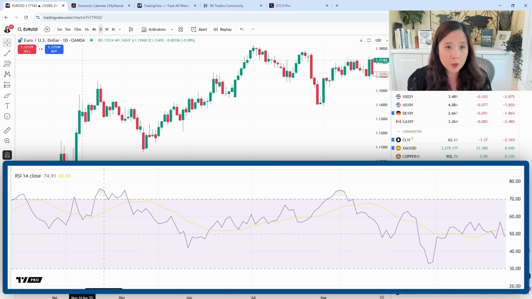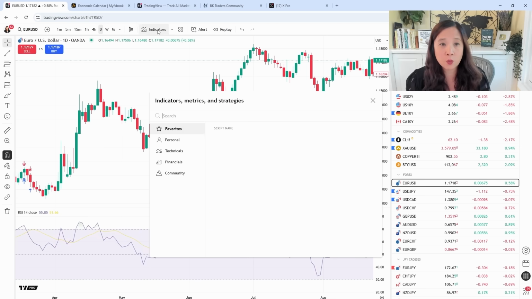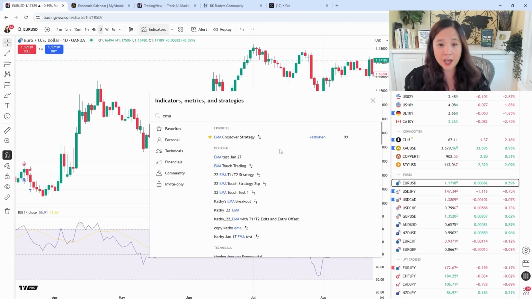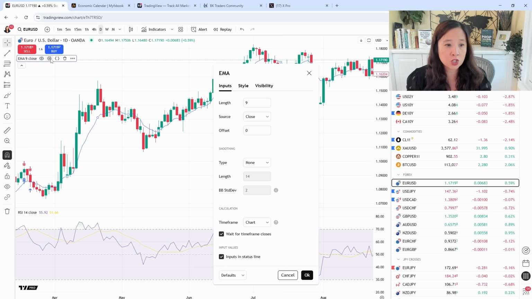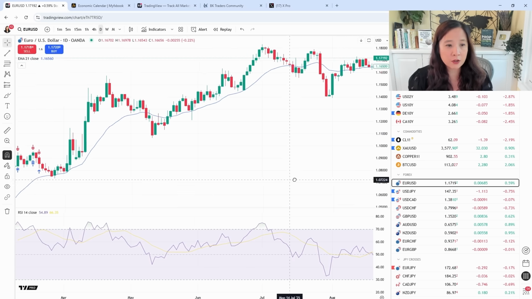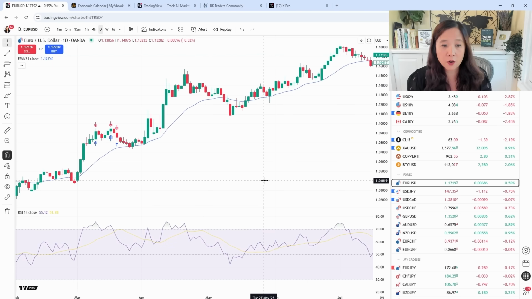So before we get to that, I'm going to add in the 21 EMA, which is what we use as our target, the exponential moving average. I typed in EMA, click on exponential moving average. I'm going to change this to 21. So this is the 21 EMA here that we're looking at. So let's take a look for our setups.